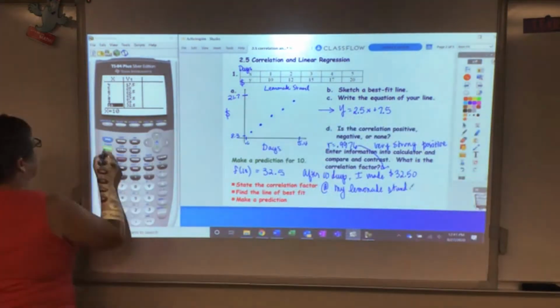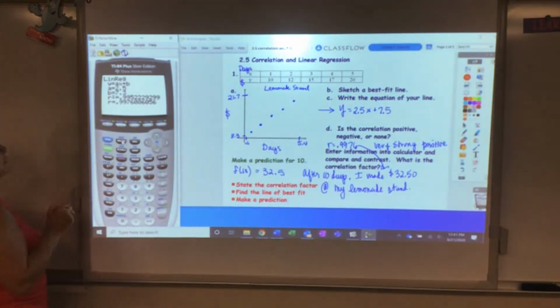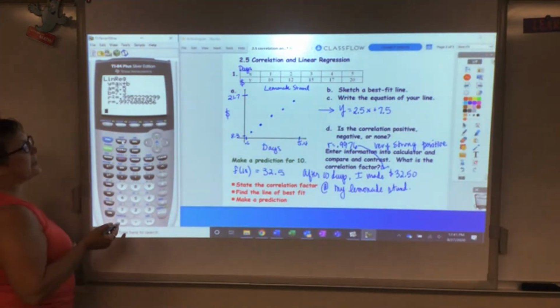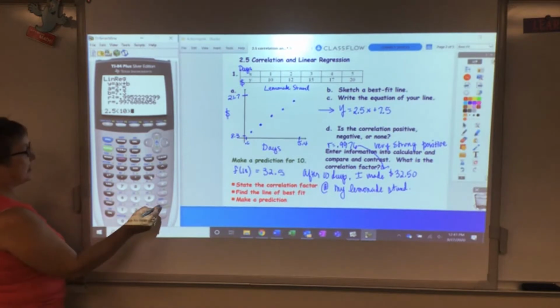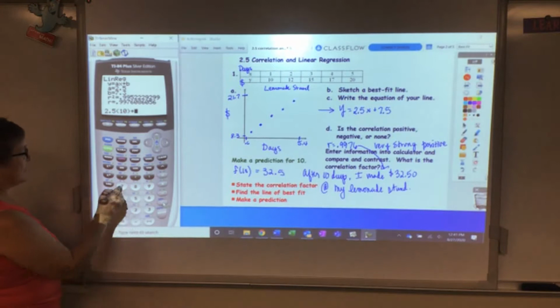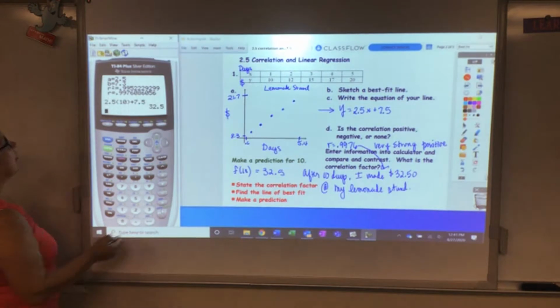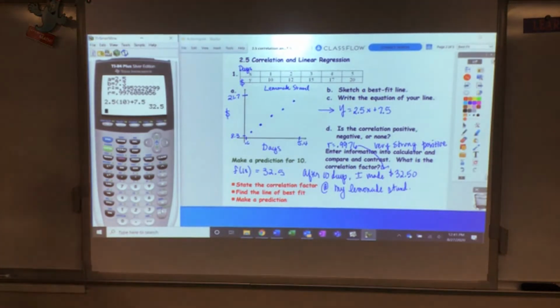Now, if you don't like doing that, you could just, right on your calculator screen, type 2.5 times 10 plus 7.5. And I also get 32.5. Depending which way you like, you can do it either way.